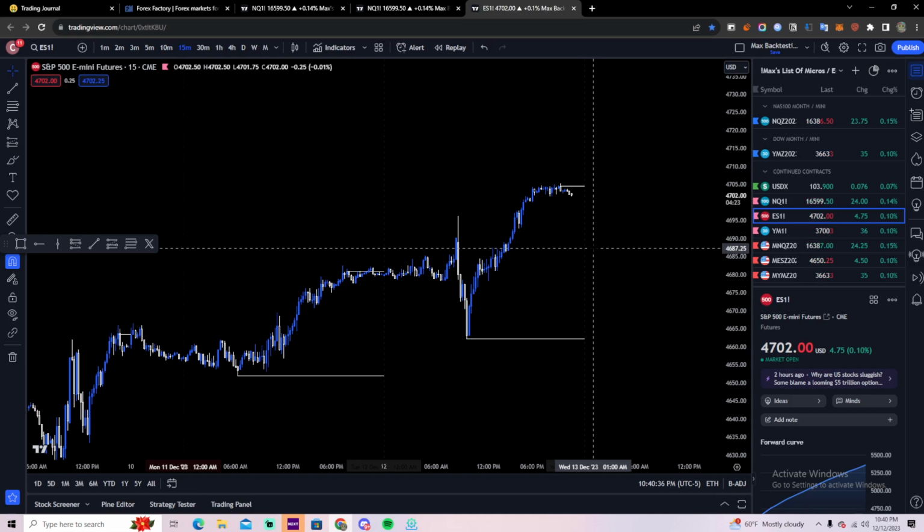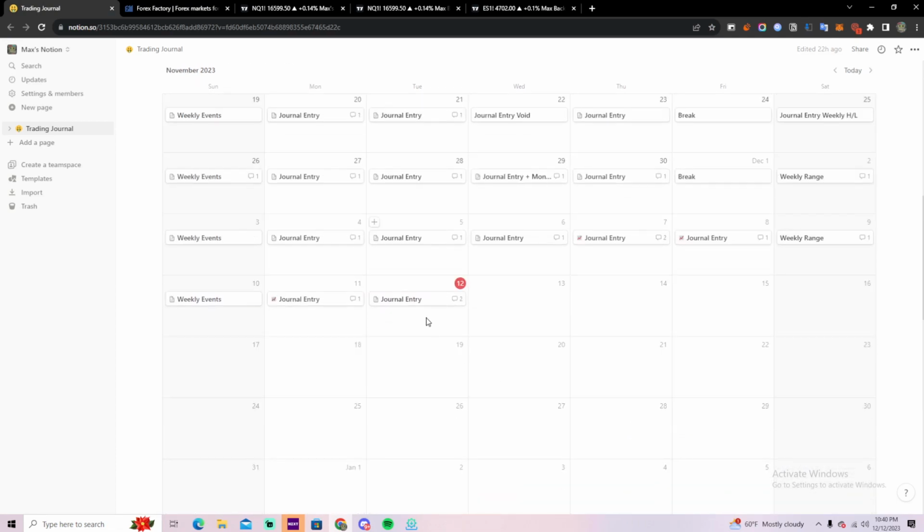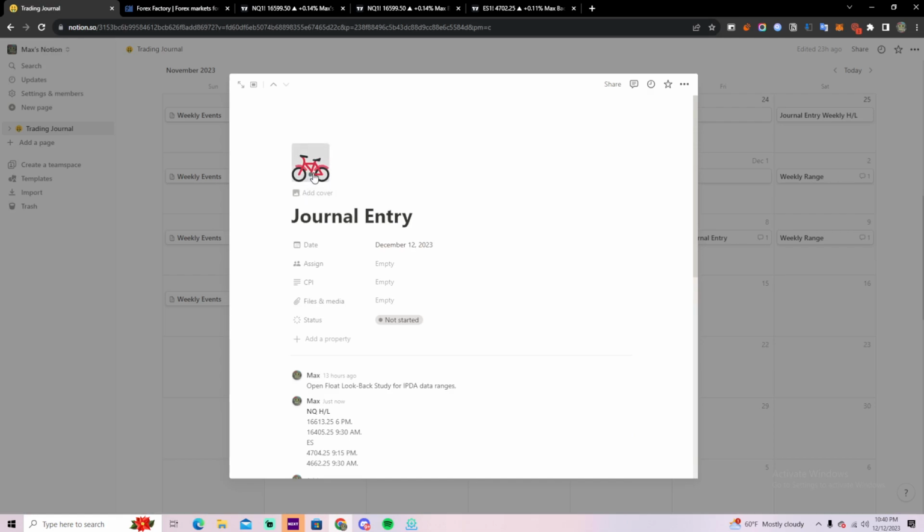All right. So, anyways, we noted that, and then look. Here we go. Boom. Of course, we're going to add the icon. I don't know why it's a bike. There we go. Another day higher.